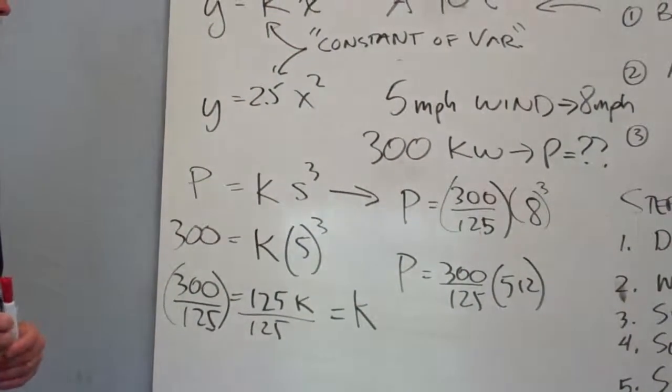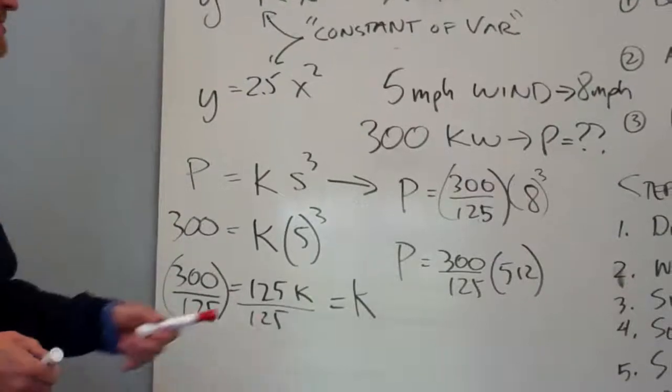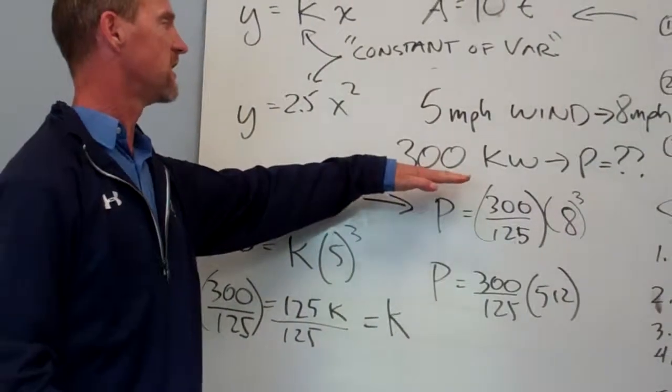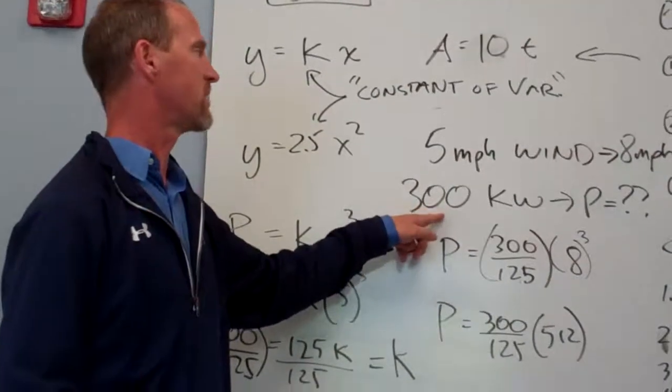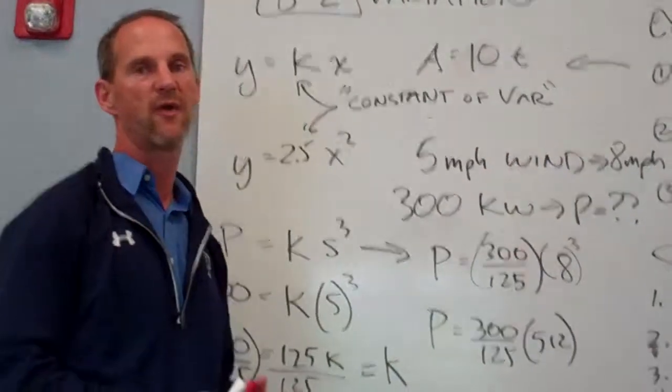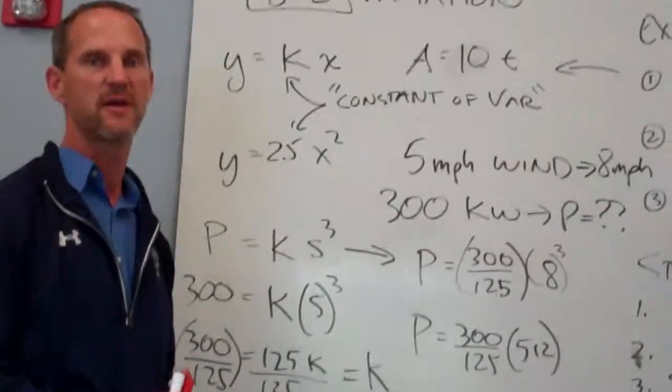All right? So take a calculator, crunch those numbers, and you'll be surprised that it is a lot more than doubling 300, even though the miles per hour has not nearly doubled. Okay, that's how you do these. Thanks a lot.